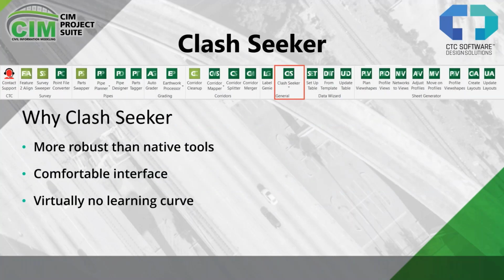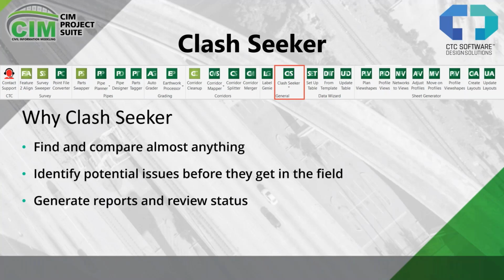So why Clash Seeker? Well, as mentioned before, it's a little more robust than the native tools in that we can compare many different things. If you're familiar with CTC tools, it has our same comfortable interface, and with this there's really virtually no learning curve to it. We can find and compare almost anything in conflict and identify them before they get out in the field where they can be causing problems. We can also export to Excel to generate reports and review status.